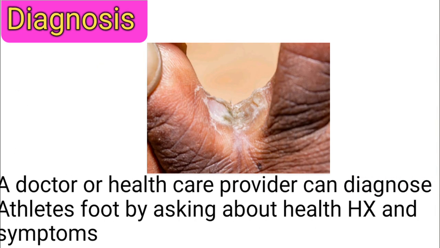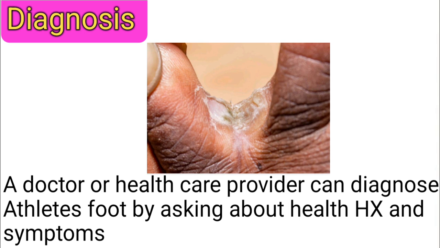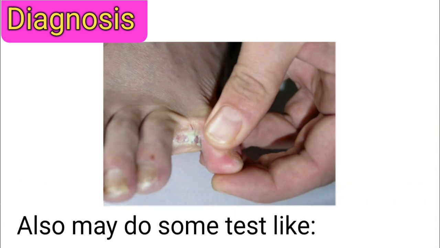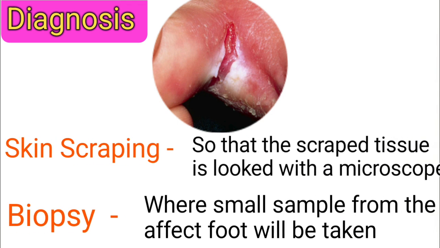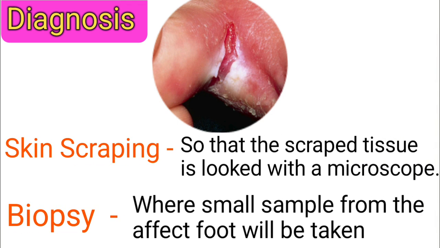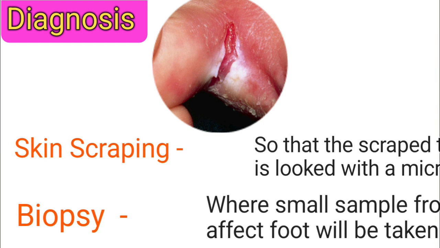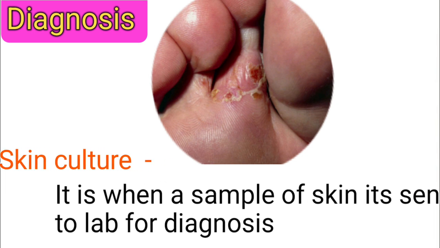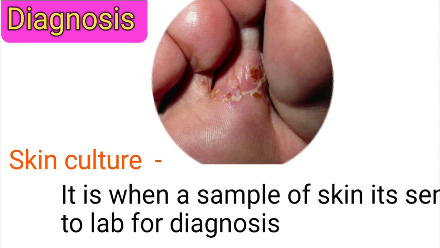Now, let's look at the diagnosis. A doctor or a healthcare provider can diagnose athlete's foot by asking about health history and symptoms, and also may do some tests like skin scraping, so that the scraped tissue is looked at with a microscope. Biopsy is where a small sample from the affected foot will be taken. Skin culture is when a sample of skin is sent to a lab for diagnosis.